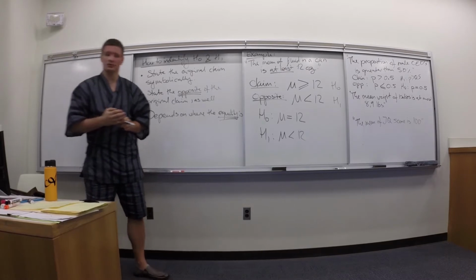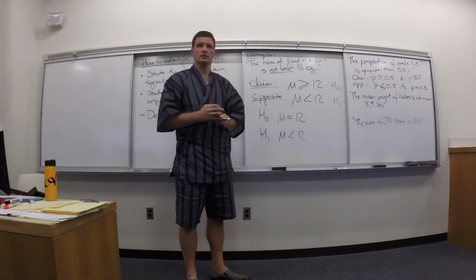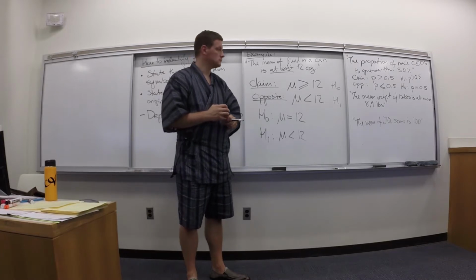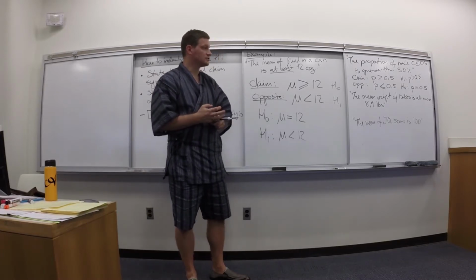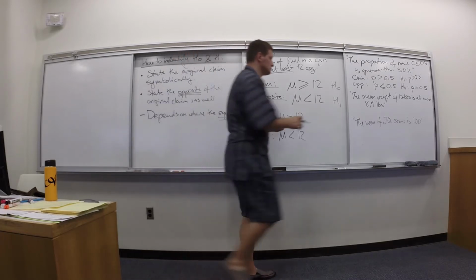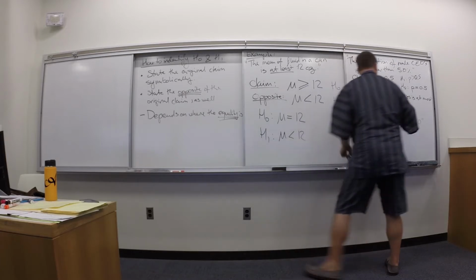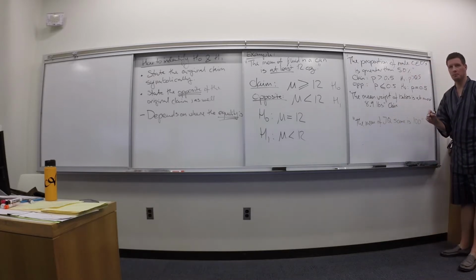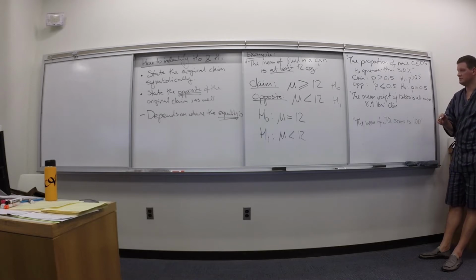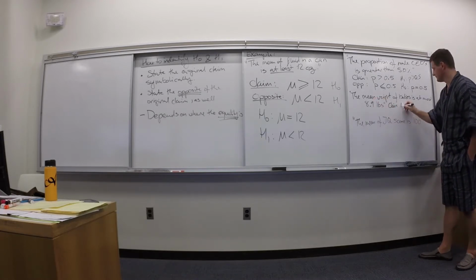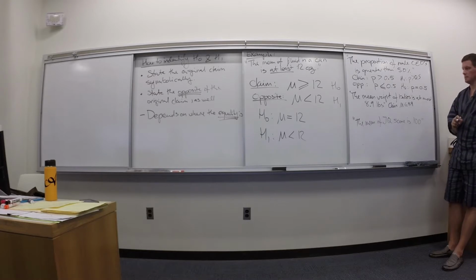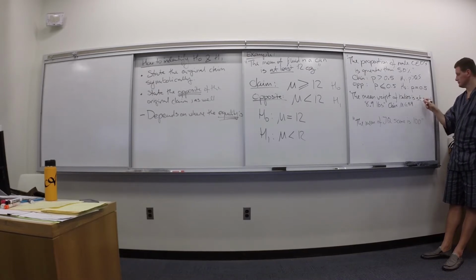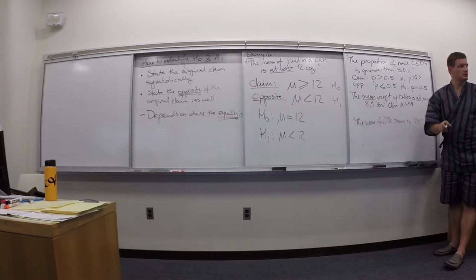All right, let's try the second one. How are we doing on the second one? The mean weight of babies is at most 8.9 pounds. Would the claim be... The claim is what? P is less than or equal to 8.9? Or no, I'm sorry. It's mean. It says right here, mean. Mean is less than or equal to 8.9. Okay. At most. It says mean at most.